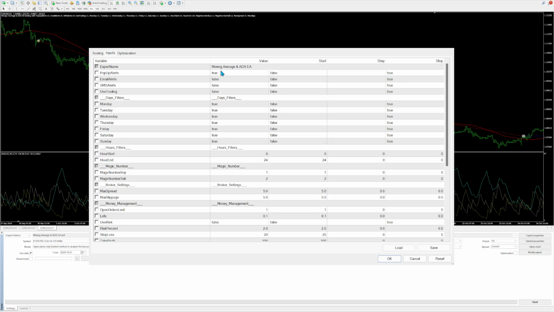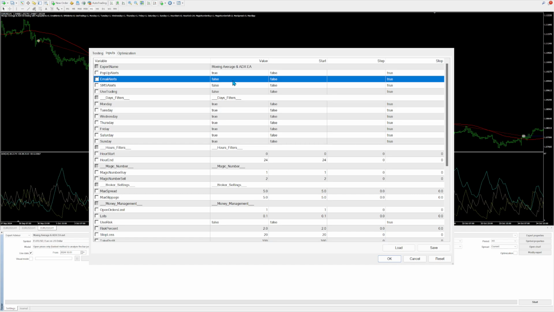signal. Okay, so for example, let's just say you had 20 charts running the EA, all with pop-up alerts. You'd get a pop-up saying there's a buy signal on the euro dollar 1 hour chart, or there's a sell signal on the dollar Swiss franc 4 hour chart, and so on and so forth. Okay, so email alerts is basically the same. It will just send you the notification via email.